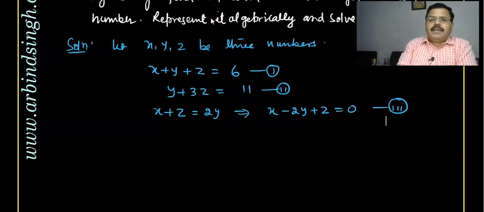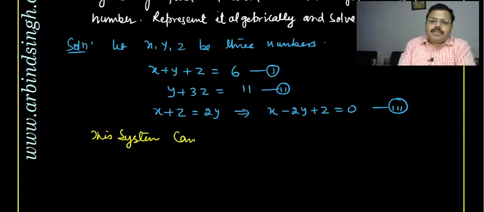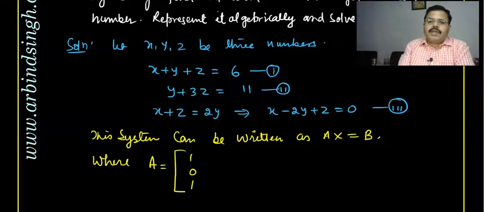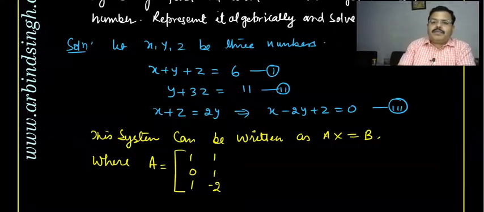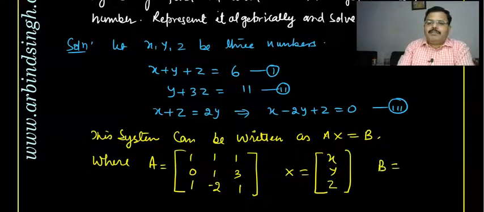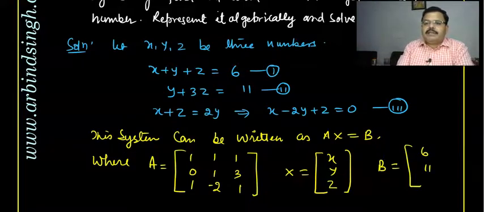This is what the condition is given. So I have represented it algebraically. Now you need to solve it. So the system can be written as AX is equal to B, where A is equal to, what is A? The coefficients of x are 1, 1 and 1, the coefficients of y are 1, 1 and minus 2, and the coefficients of z are 1 in the first equation, 3 in the second equation, and 1 in the third equation. X is the three variables x, y, z, and B is the constant values: 6, 11, and 0.